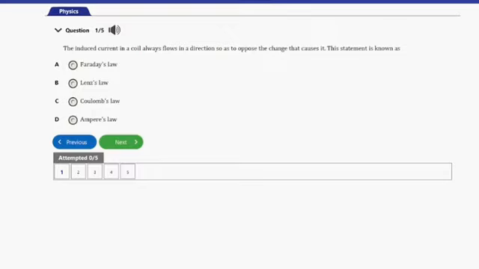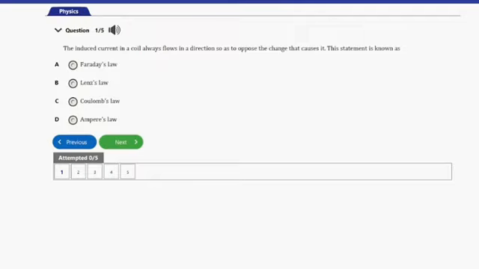It says, the induced current in a coil always flows in a direction so as to oppose the change that causes it. This statement is known as A. Faraday's law, B. Lenz's law, C. Coulomb's law, D. Ampere's law. So guys, the answer to this question is option B, and that's Lenz's law.